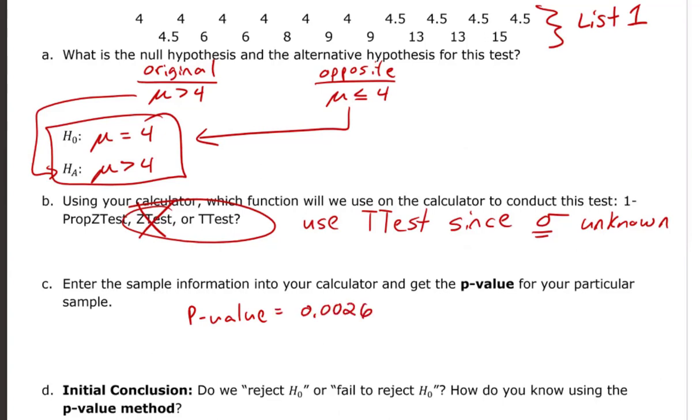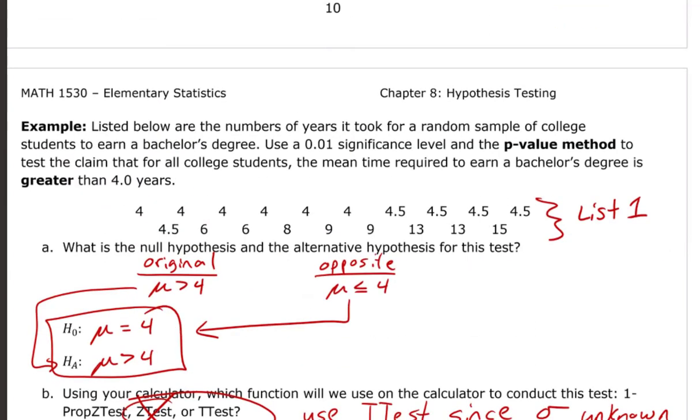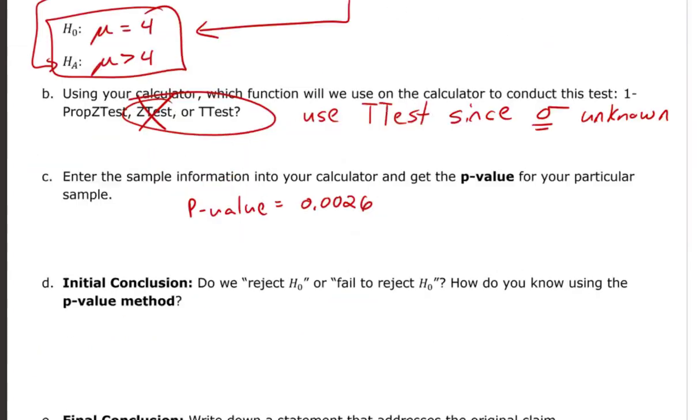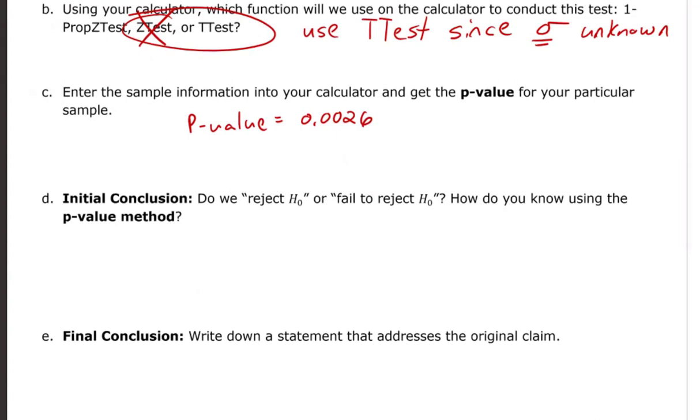And then to get our initial conclusion, we're going to compare that p-value to the significance level, which in this problem is 0.01. I think in the previous problems we had it all being 0.05, but 0.01 is pretty common to use too. So the p-value is 0.0026, and the significance level is 0.01. We obviously see that this is less than. So the p is low, the null must go. So we reject the null hypothesis.